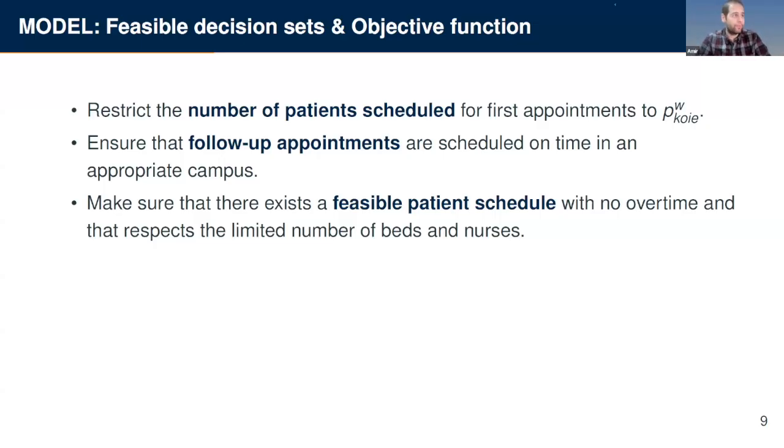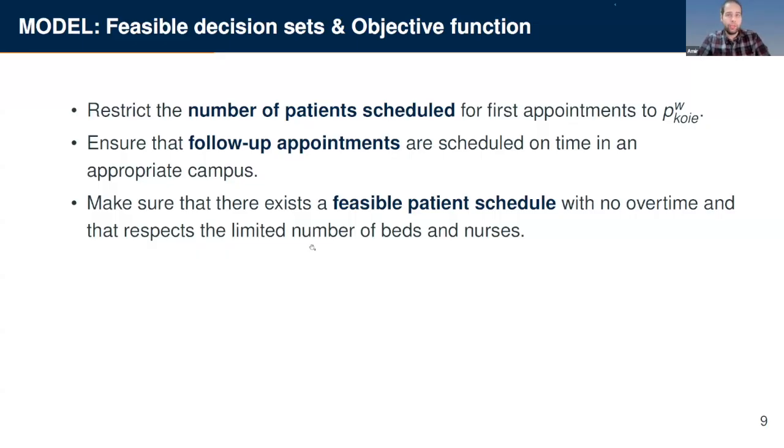That seems quite obvious. We also have to make sure that the follow-up appointments of the patients are scheduled on time. They have not been delayed or scheduled earlier. They have to be allocated to an appropriate campus, which is specialized and equipped to provide that service, as soon as we schedule their first appointment, right? So like I said earlier, once the first is scheduled, the follow-up appointments must follow as well.